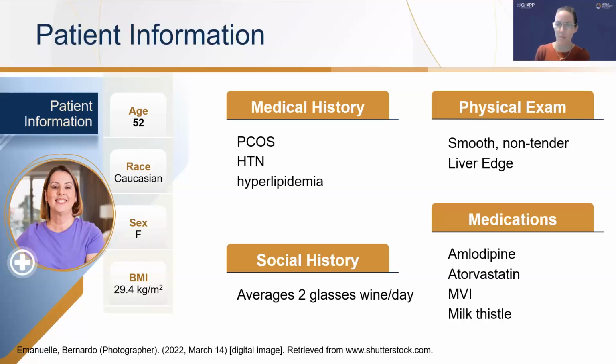So looking through her medications, she's on amlodipine, atorvastatin, a multivitamin, and milk thistle. Whenever I see patients call out herbal supplements on their medication list, my ears perk up and I think more about, okay, are they taking any other herbal supplements? I question all my patients, but you especially want to get into that with patients who are already telling you that they have a relationship with herbal supplements, because you want to be worried about an overlapping drug-induced liver injury.